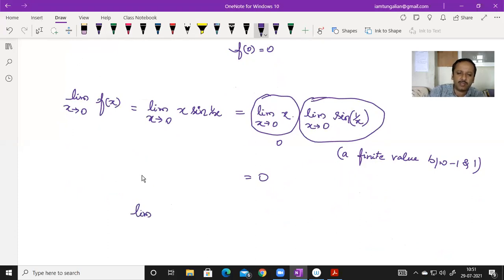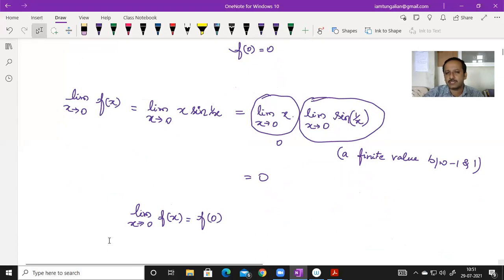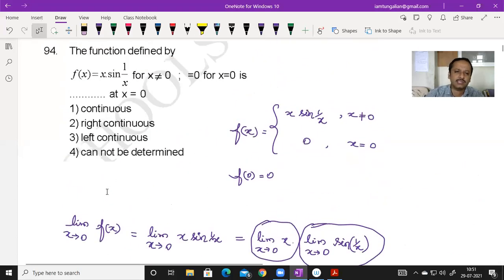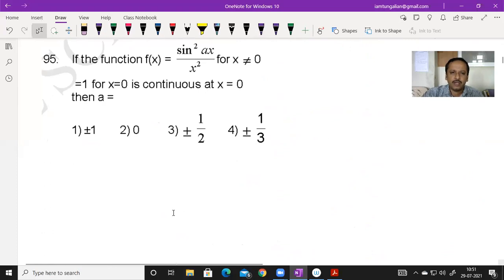From this we observe that limit x tends to 0 f of x is equal to f of 0. Therefore, f of x is continuous at x equal to 0, which means the first option is the answer. It is continuous at x equal to 0. Okay, next problem.